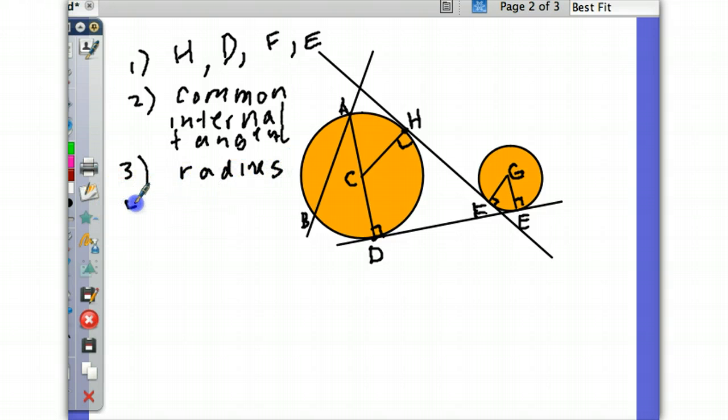Number 4, Ariella. Chord. You're looking for a chord. What do you have for a chord? AB would definitely be a chord like this.